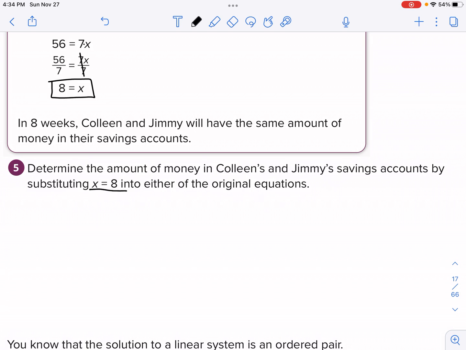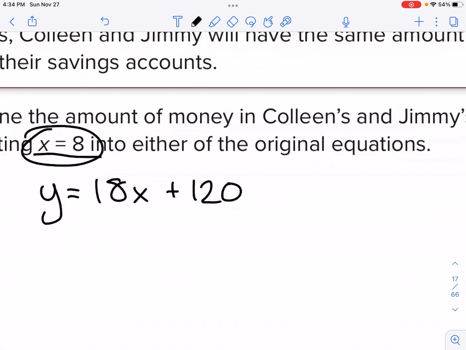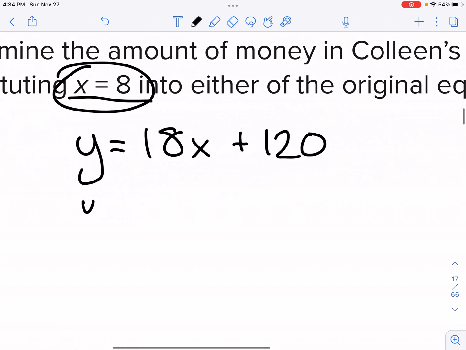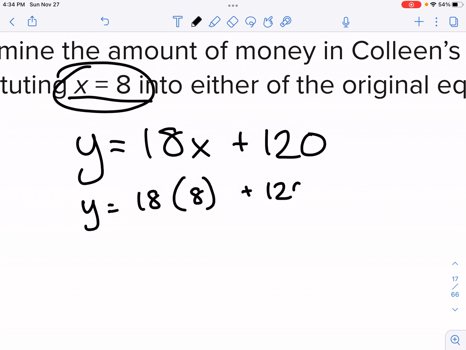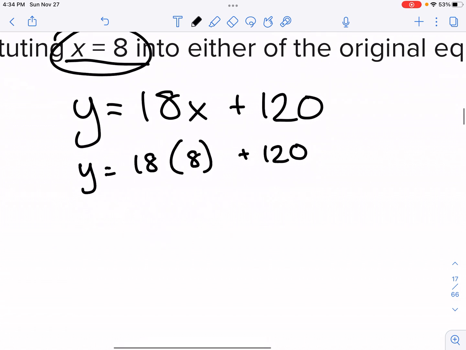I'm going to take Colleen's. y equal to 18x plus 120. She started with more money, but she's not saving as much. We're going to plug this in for x. So we'll put y equal to 18 times 8 plus 120. You can do some scratch work off to the side.